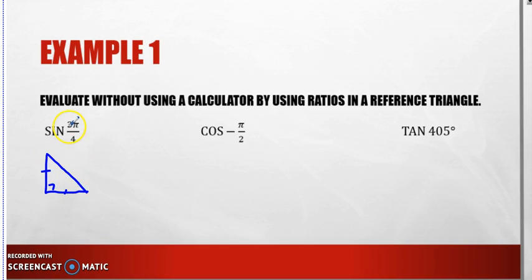Now the rule for sine of theta is sine equals y over r, so I'm going to be taking the height of the triangle and dividing it by 1. Since dividing by 1 doesn't change the value in any way, then it's just going to be our value of square root of 2 over 2. So square root of 2 over 2 over 1, which is equal to just square root of 2 over 2.